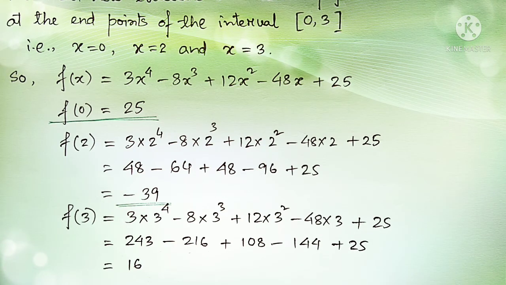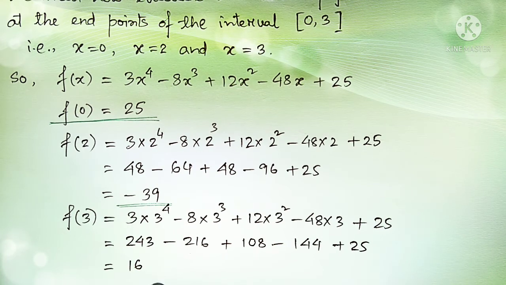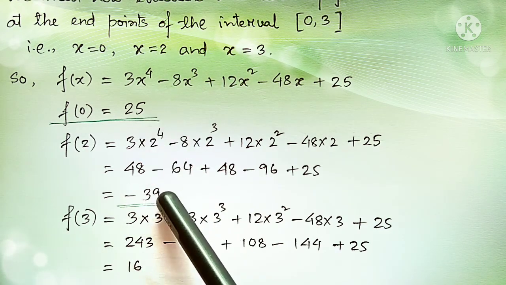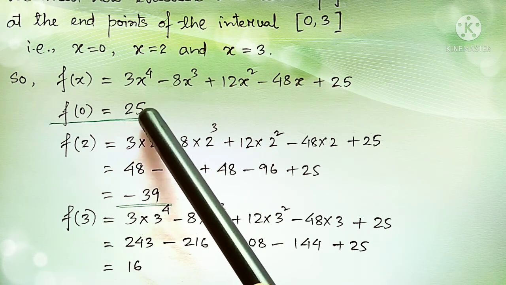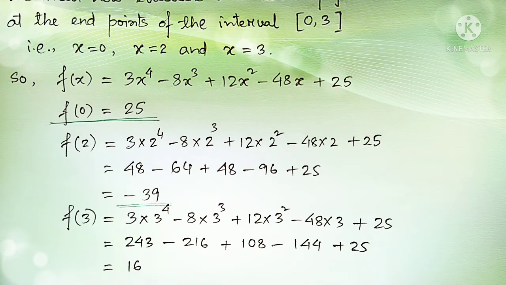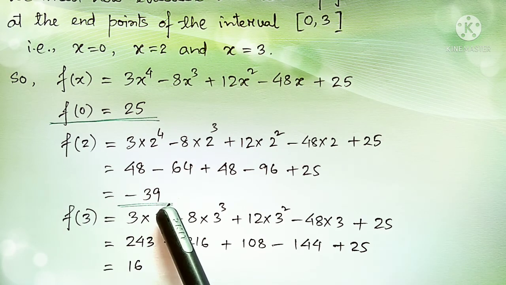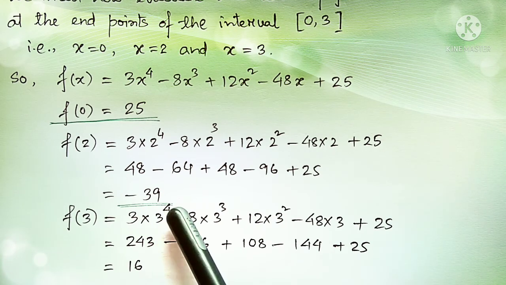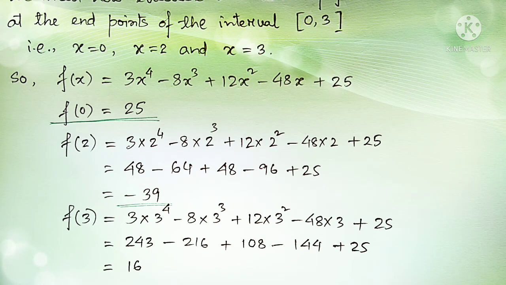Now among all these three values, 25, minus 39 and 16, the maximum one is obviously 25. So the maximum value is 25. And which one is the minimum? Obviously minus 39, so the minimum value is minus 39. Is it clear? I hope all of you understood these two questions.